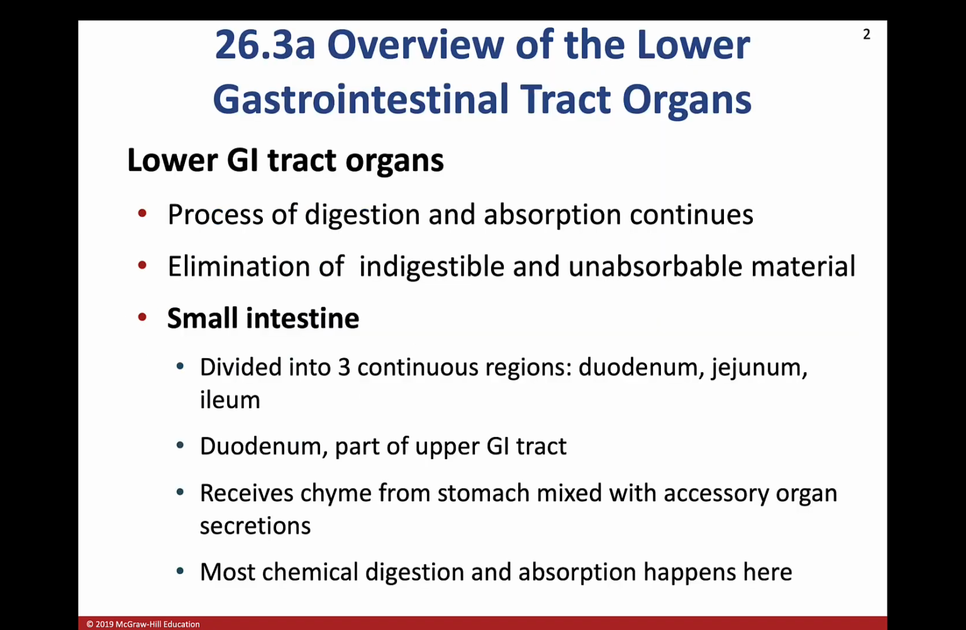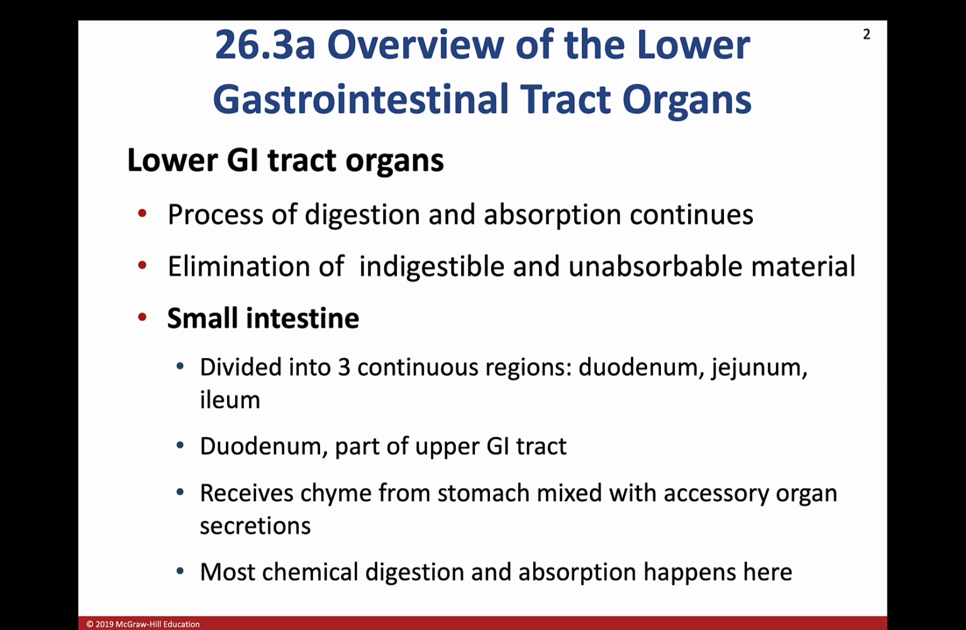Now, we're first going to start talking about the lower GI tract. And when we look at the organs of the GI tract, primarily it is the small intestine. One thing to keep in mind here is the small intestine is the primary organ of digestion and absorption. So many of these processes are occurring within the lower GI tract. The other thing that's happening is once we have completely digested and absorbed foodstuffs, anything left over that was not able to be absorbed or undigested is going to be eliminated as feces.